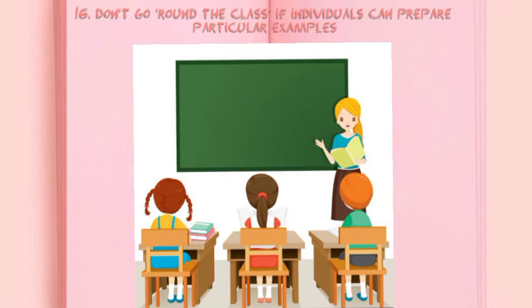And number 16, don't go around the class if individuals can prepare particular examples. Let students prepare their own assignment. A teacher does not need to go around the class. Let students answer questions based on the order of their seats, so that will allow students to prepare themselves.